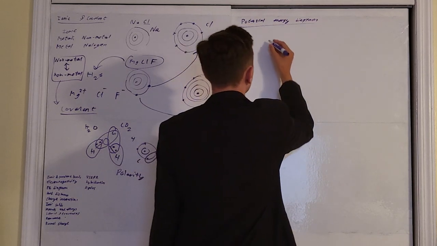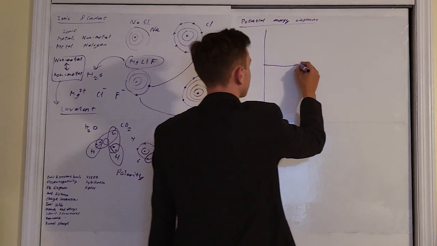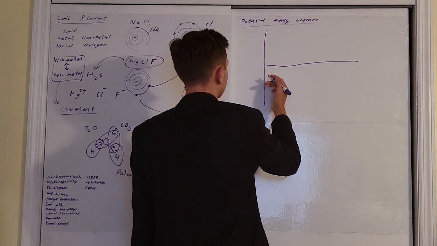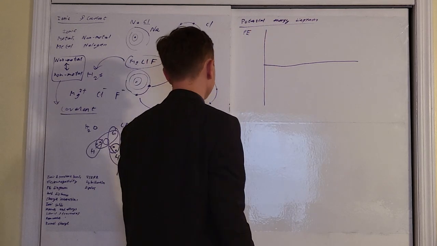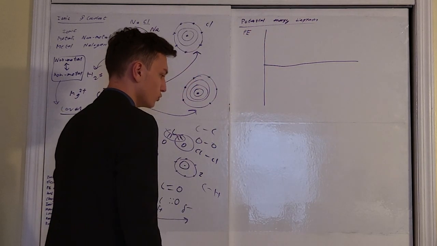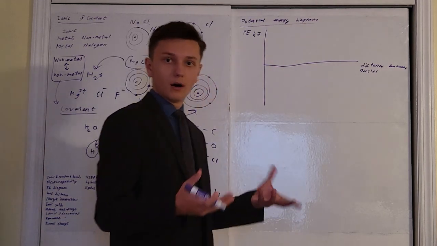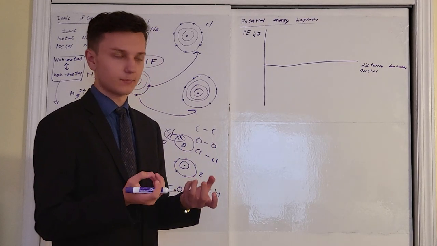A potential energy diagram looks like this, okay? It's a y-axis with an x-axis in the middle. On the y-axis, you have plotted your potential energy, usually in joules or kilojoules. In a bond, obviously there are two atoms present, so there are two nuclei present.